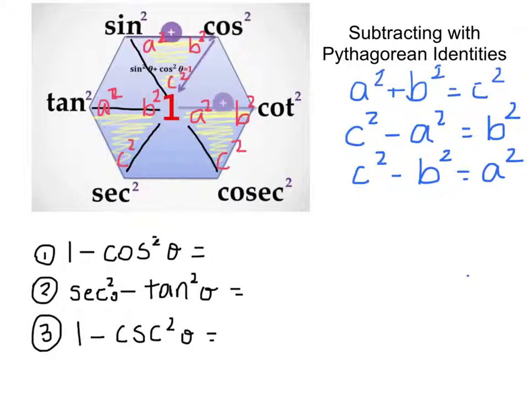All right, looking at the first one, 1 minus cosine squared. Well, here's my 1 minus cosine squared. That's the same as a hypotenuse minus a leg b. Well, that would, of course, equal the leg a. So 1 minus cosine squared is equal to sine squared.